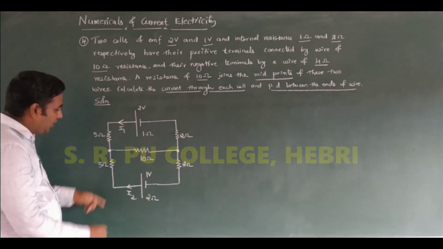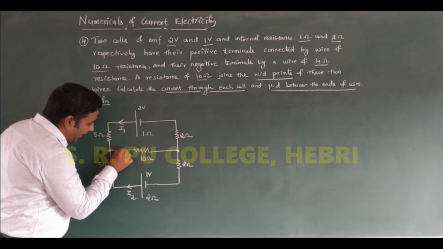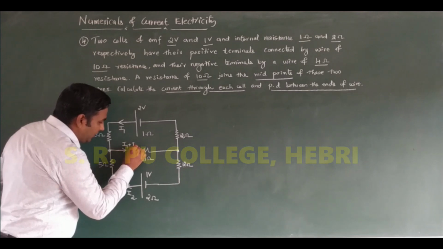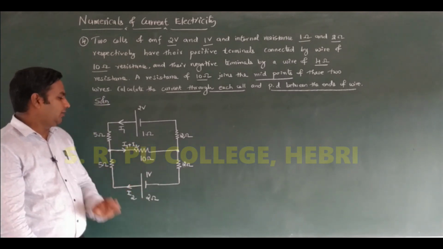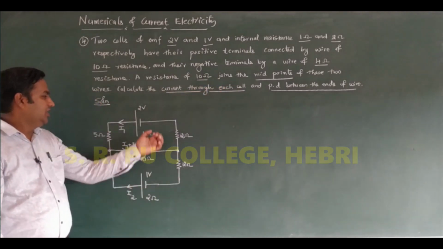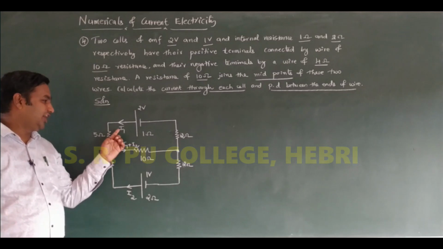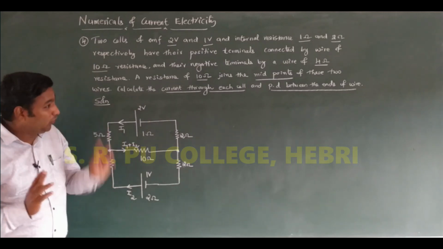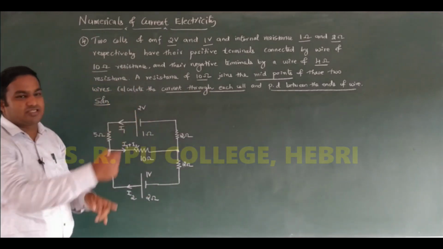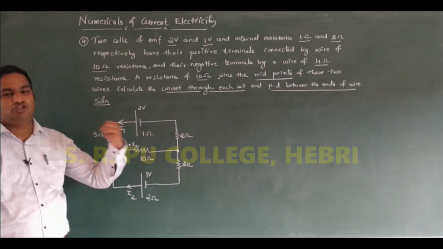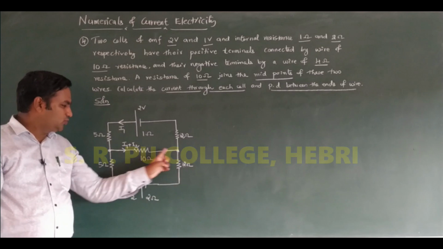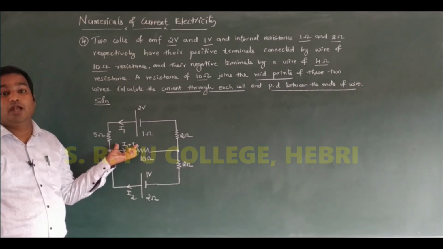I1 and I2 currents together will provide a current. That current I will take as I1 plus I2. Our requirement is to calculate the current through each cell. The current flowing in each cell is what we are asked, so we have to calculate I1 and I2. Not only that, the potential difference between the ends of the wire. What should be the potential difference between the ends of this 10 ohm resistance wire? To get the answer for the potential difference between the ends of this wire, we have to calculate I1 and I2.